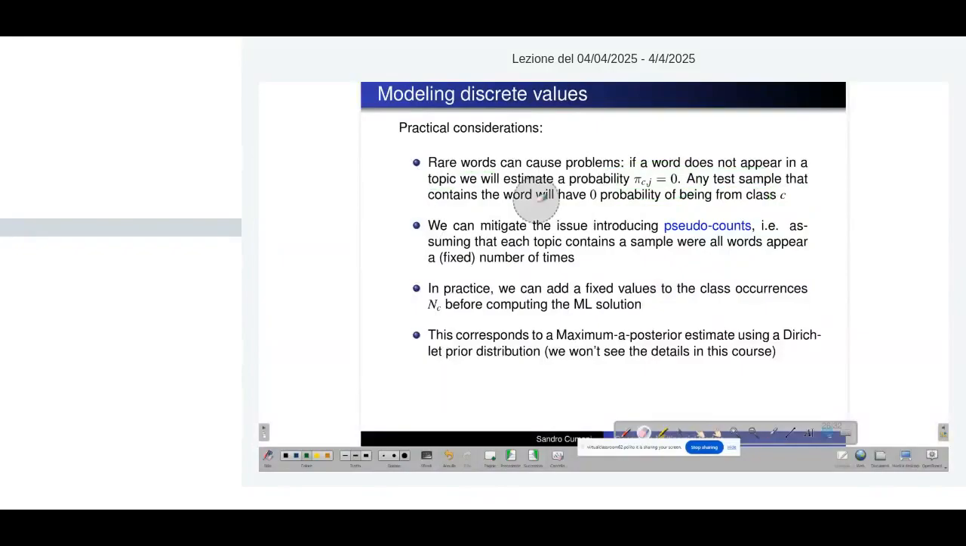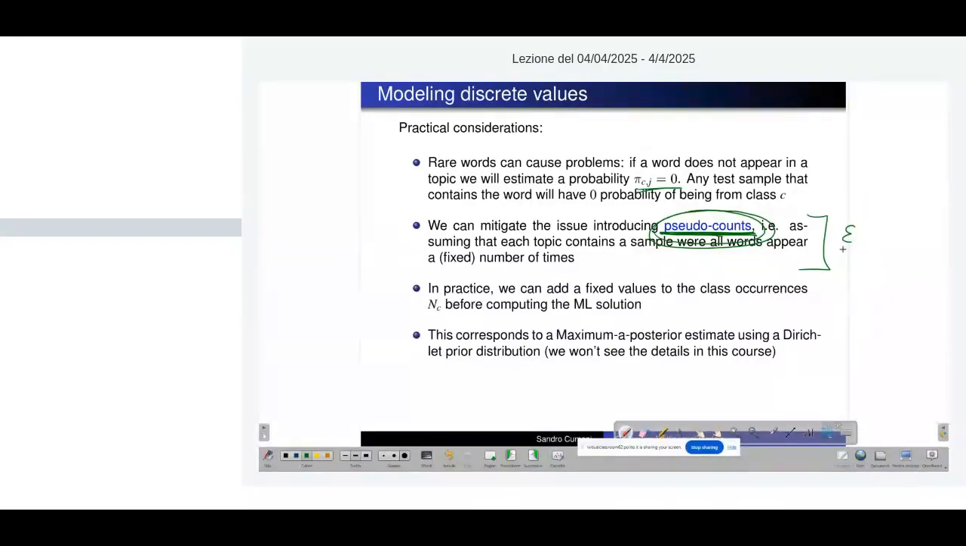A way to mitigate this, we will see it better in the laboratory because we will explain how to do it, is to introduce models that are approximations of the Bayesian models. We will not see them in detail. We'll see an approximation without showing that it really is an approximation, where essentially we will augment our documents by assuming that each word appears in each class at least a small number of times.